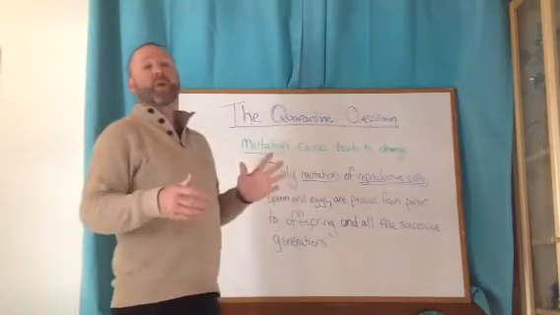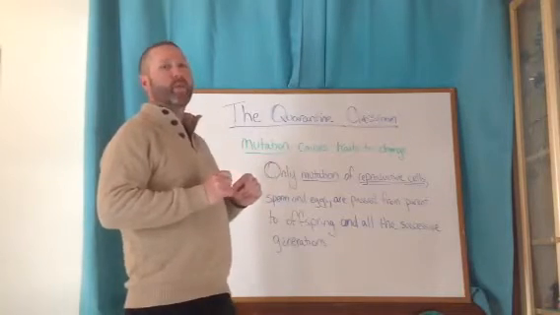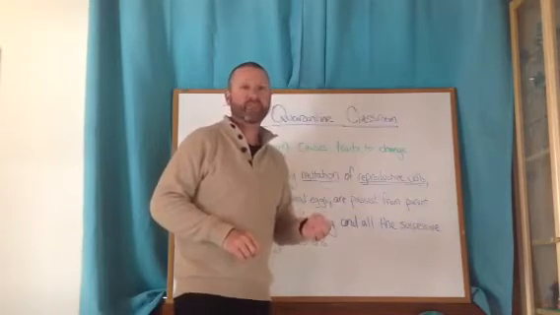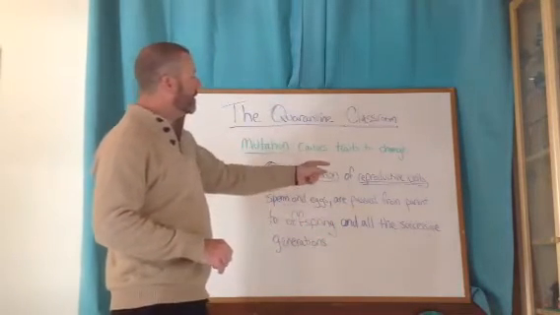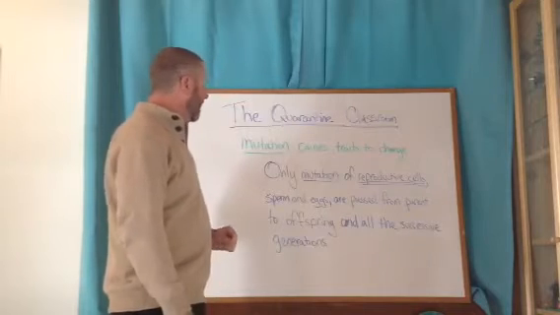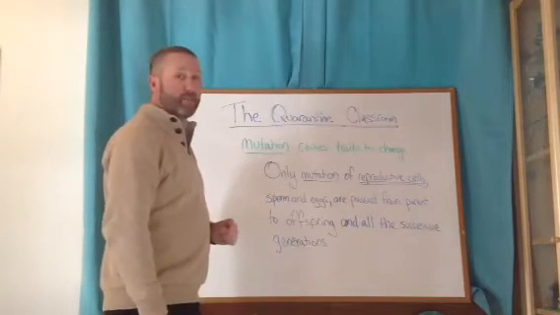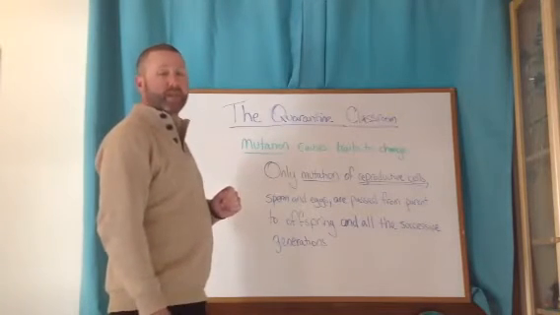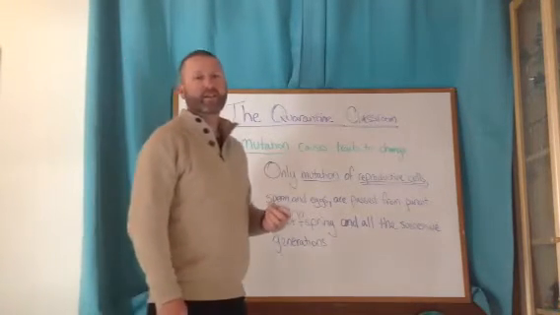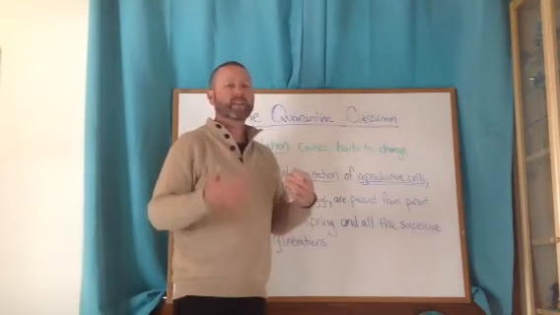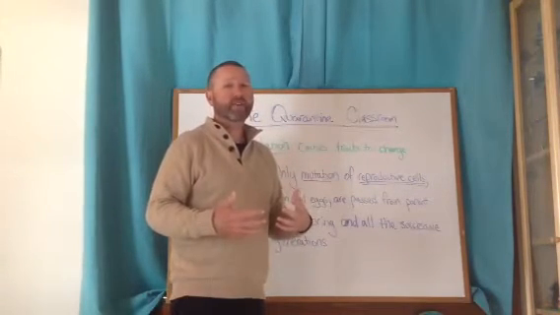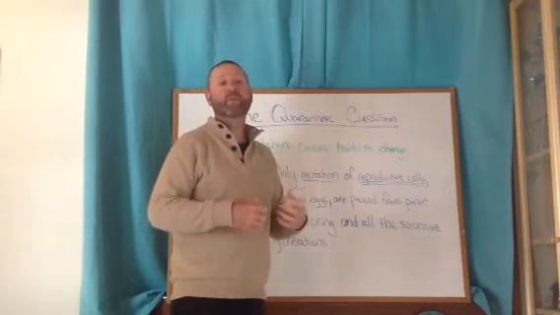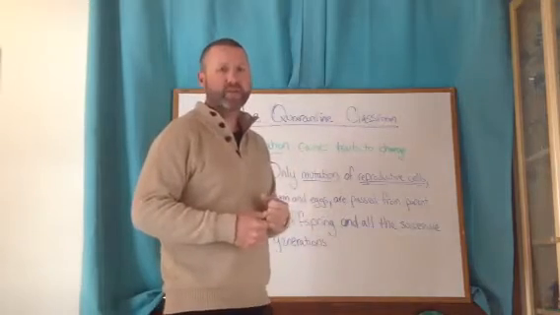Now, there's only one time that we can actually pass those traits on to our next generation, and that is this. Only mutation of reproductive cells, sperm and eggs, are passed from parent to offspring and all the successive generations, right? So if a rabbit has a mutation occur within itself during its life, and it does not happen within those reproductive cells, then the mutation will not be passed on to the next generation.